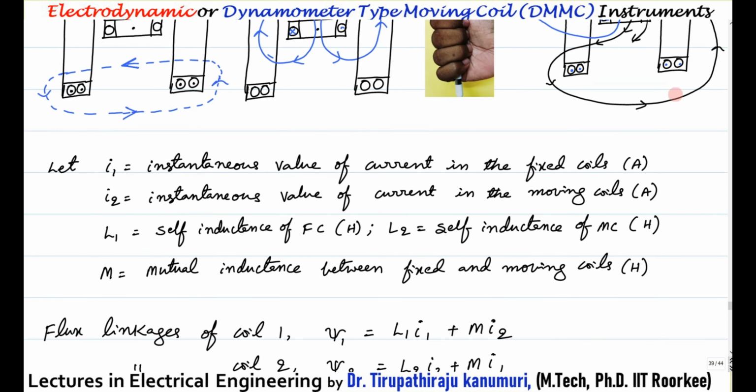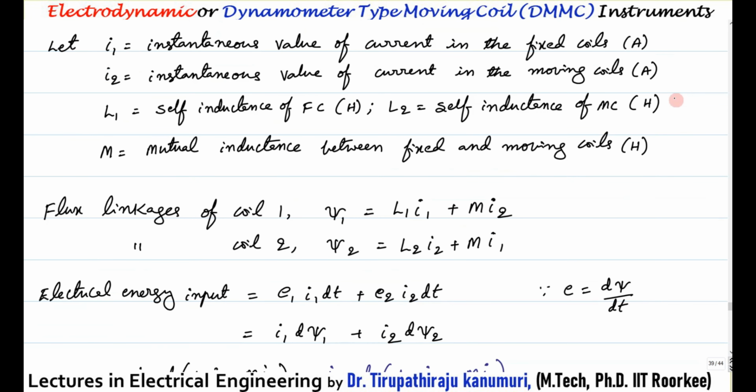So if you want to calculate this theoretically, we can calculate like this. Let small i1 represent the instantaneous value of the current in the fixed coil, given in amperes, and small i2 the instantaneous value of the current in the moving coil, also in amperes. L1 is the self-inductance of the fixed coil in Henry, and L2 is the self-inductance of the moving coil in Henry. M is the mutual inductance between the fixed and the moving coils.